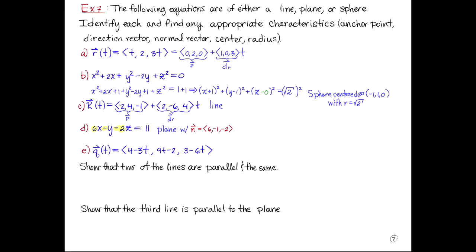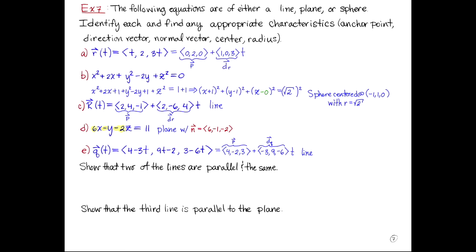In part E, Q of t is a line, and we can break it up into its p plus dt form by writing it as the vector (4, −2, 3) plus (−3, 9, −6) times t, where (4, −2, 3) is our point, and (−3, 9, −6) is our direction vector for the equation of our line. We want to show that two of our lines above are parallel and the same.